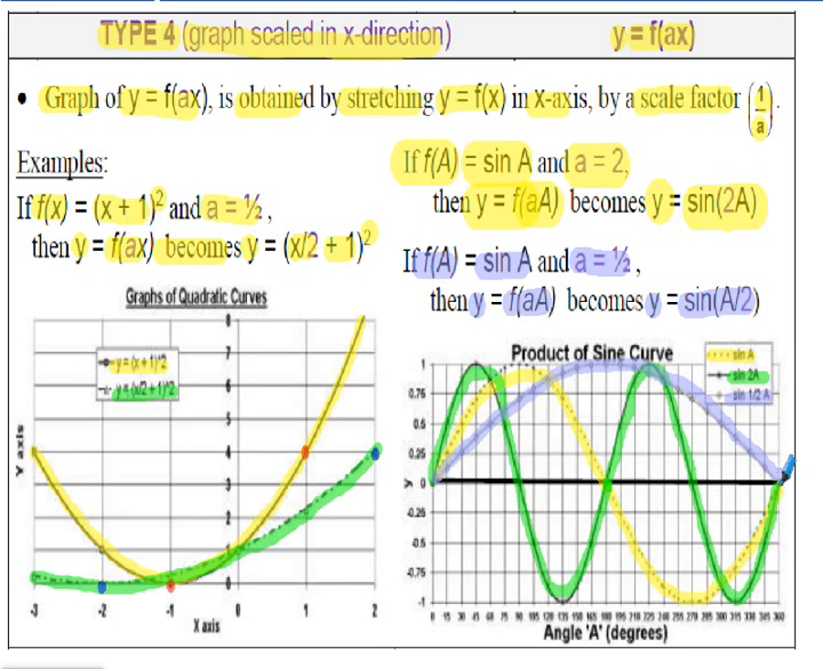In other words, we're stretching the y is equal to sine A curve in the x direction by a factor of 2. So to get the full sine curve for y is equal to sine half A, we would need to plot the curve between 0 and 720 degrees. So in all these examples, what we're finding in y is equal to f(ax) is that the a is a scaling factor in the x direction. It either extends or contracts the equation in that direction.